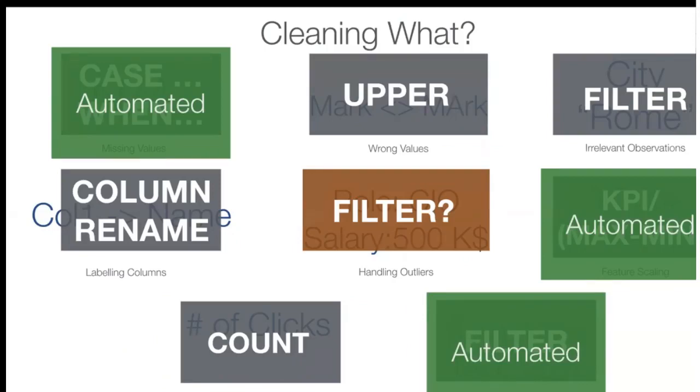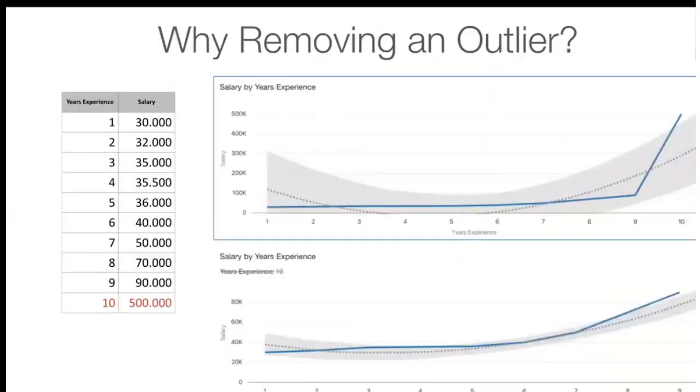Filtering a specific point out is very easy once we understand what the point is. So let's have a look at why removing an outlier is necessary. It's the same case as I was talking to you before. We want to try to predict the average salary depending on the years of experience within a company.